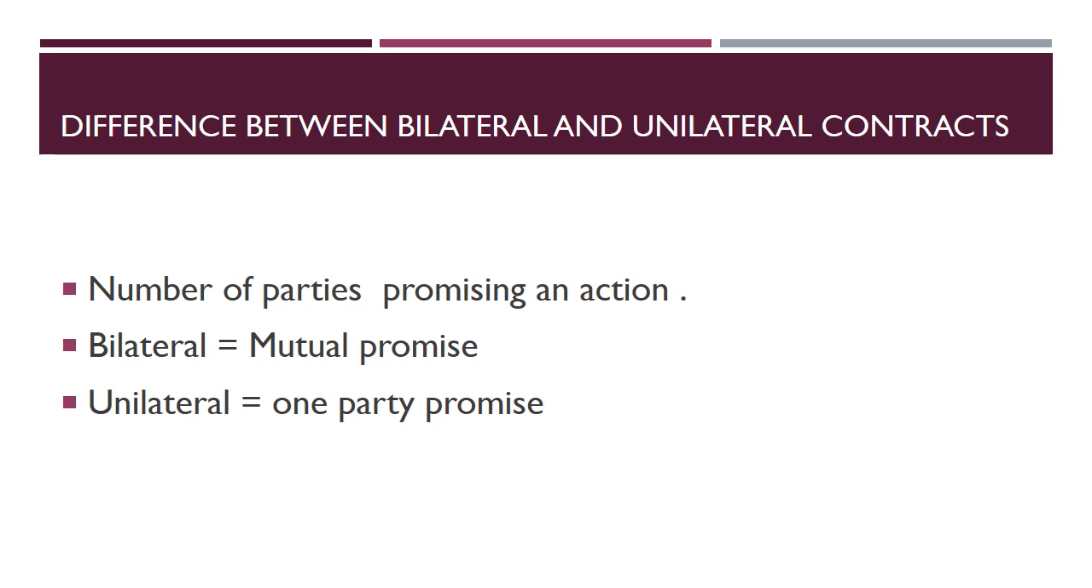So the basic difference between the bilateral and unilateral contract is the number of parties making promises. In bilateral, there is a mutual promise. Both the parties make a promise and both the parties' performance is outstanding. In a unilateral contract, generally one party makes a promise and one party's performance is pending. So I hope you understand the executory, bilateral and unilateral contracts.